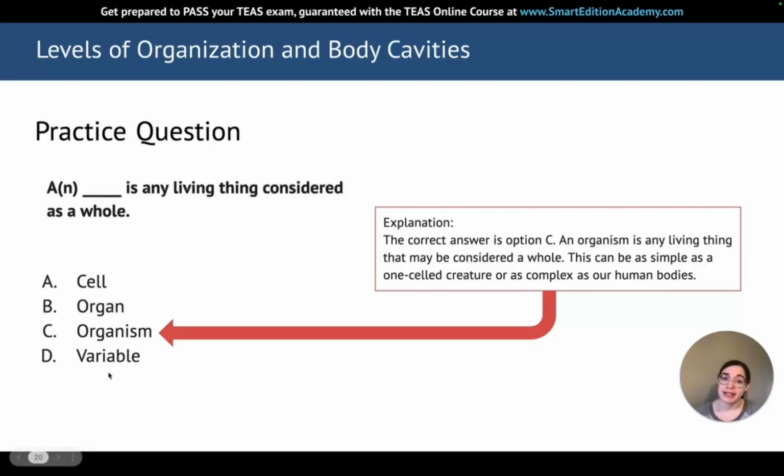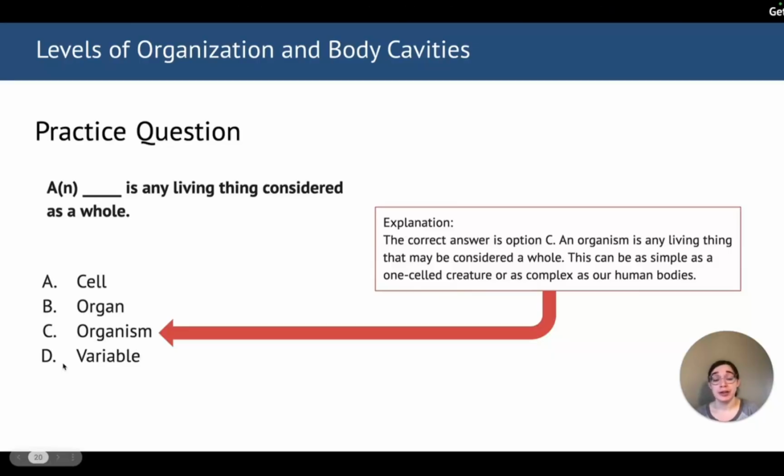Now think back to the diagram that we went over when we were talking about the levels of organization, and you'll recall that variable was not one of those levels that we discussed. So again, we can eliminate this as incorrect. And we're left with option C, which, as we've seen, is the correct answer, is the best answer here.